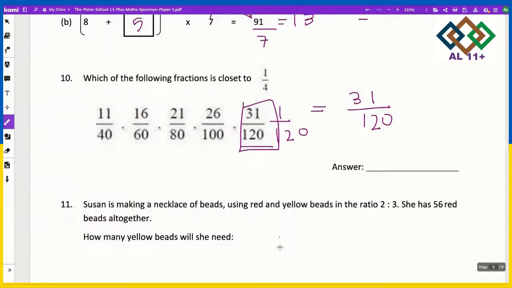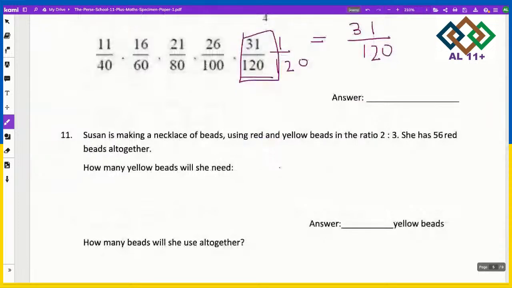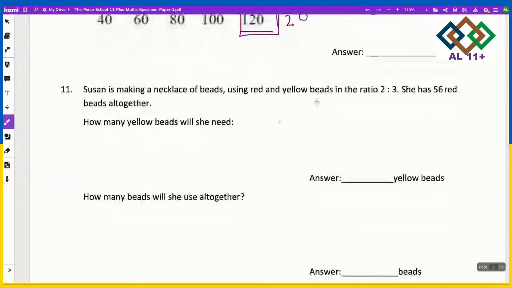Number 11 now. Susan is making a necklace of beads using red and yellow beads in the ratio 2 is to 3. She has 56 red beads. How many yellow beads will she need? So you have to try making an equation. What they have given you is 2 is to 3, and that equals 56.